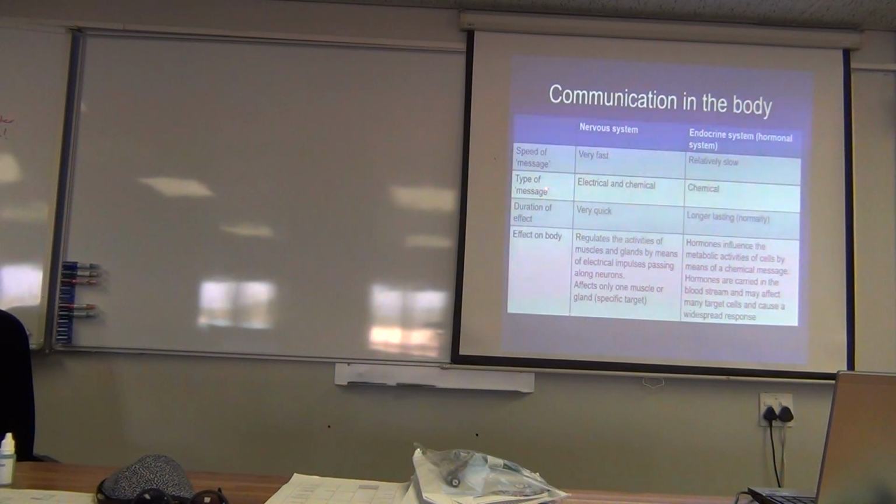Now, one of the things about doing a table of comparison: what is in this column, you must compare an equivalent thing in this column. You can't just jump and do something totally different. Okay. Type of message: electrical and chemical, and I'll explain that. This one is all chemical. The duration of the effect, not how fast it gets there, how long it lasts. Very quick, normally longer lasting.